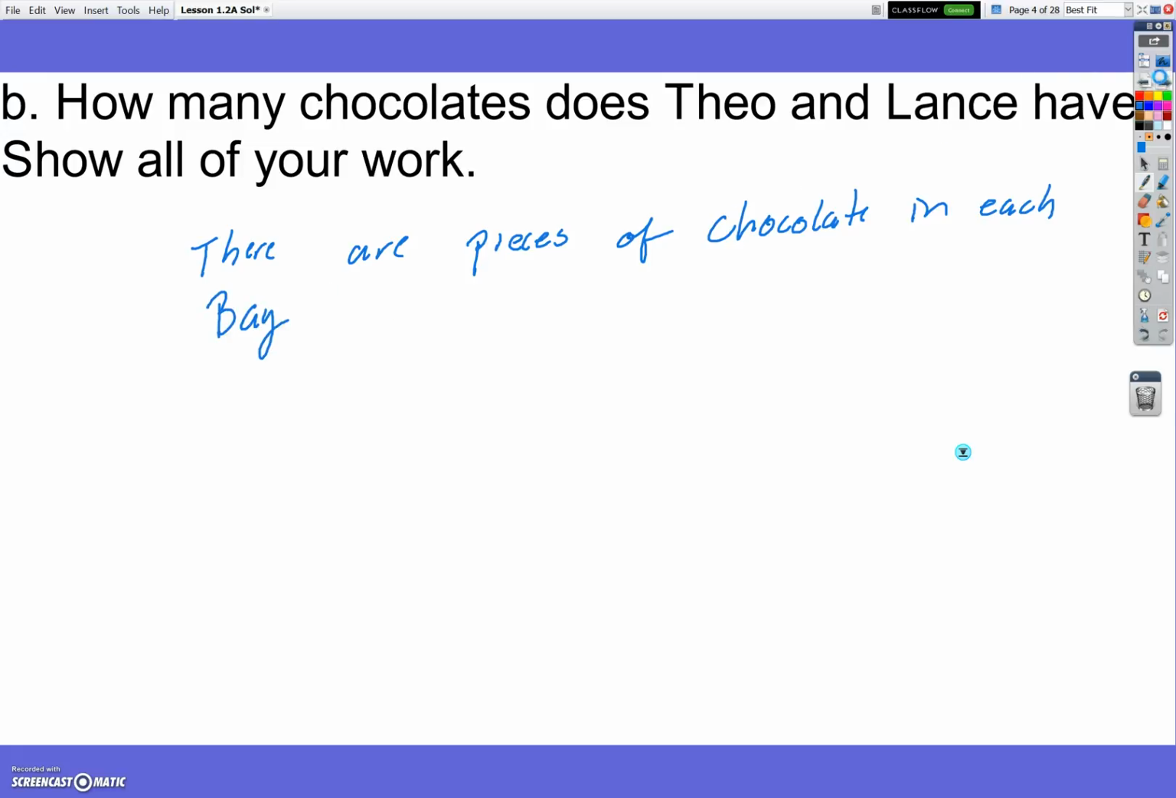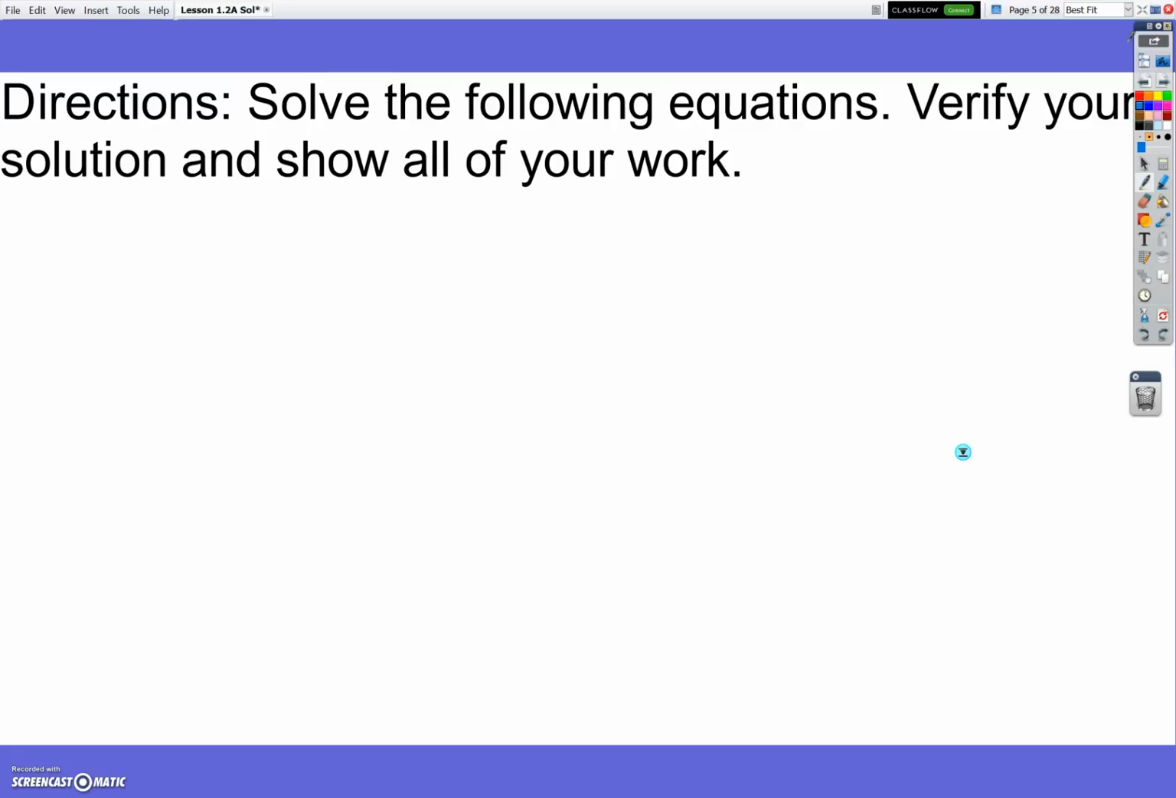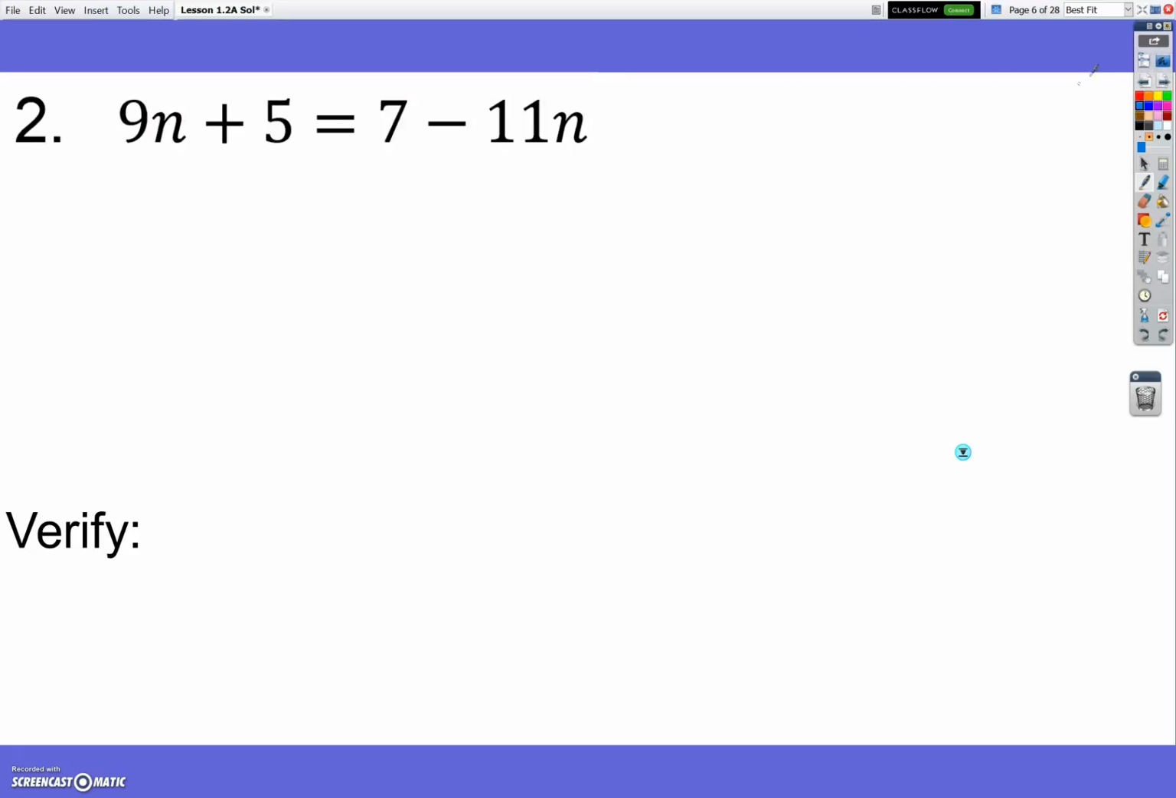Alright, perfect. So now let's look at this one. It says solve the following equations, verify your solution, and show all your work. Now this is how these problems differ from the ones we've seen previously. If I just gave you this, 9n plus 5 equals 7, we've seen that before. But now how this one is different, we have two variables on both sides of the equal sign. So what we're going to try to do is get all the numbers on one side, and we're going to try to get all the variables on the other.